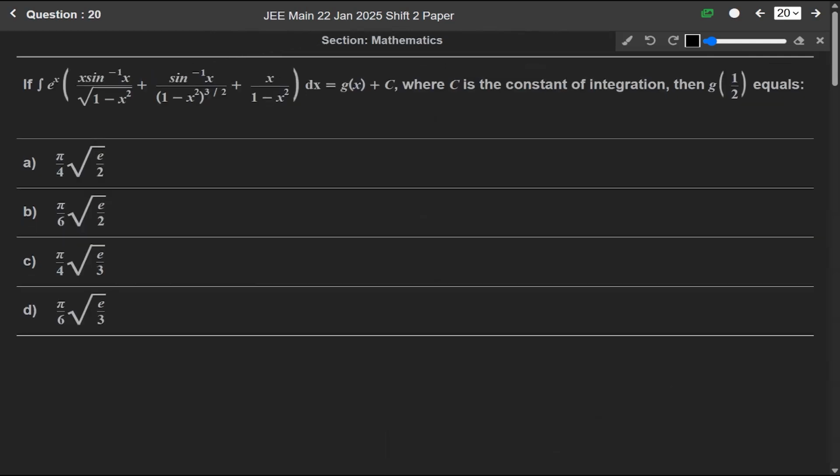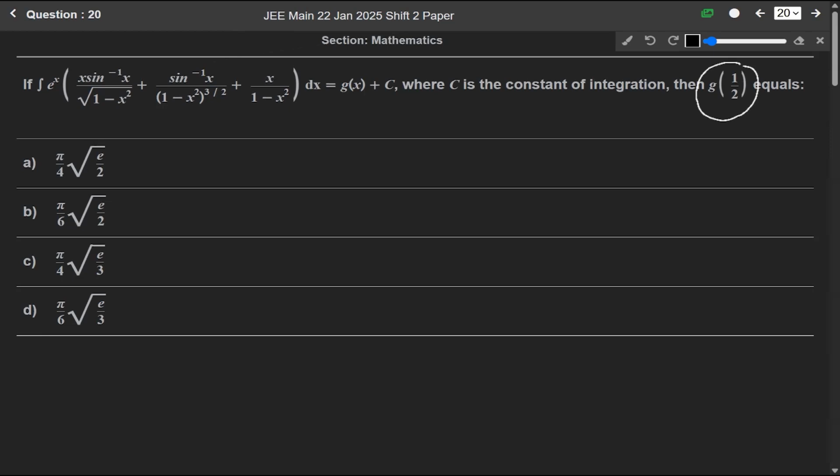Now the next question, 20. If the integral of e^x [x sin⁻¹x / √(1 − x²) + sin⁻¹x / (1 − x²)^(3/2) + x / (1 − x²)] dx equals g(x) + c, where c is the constant of integration, then we have to find the value of g(1/2).